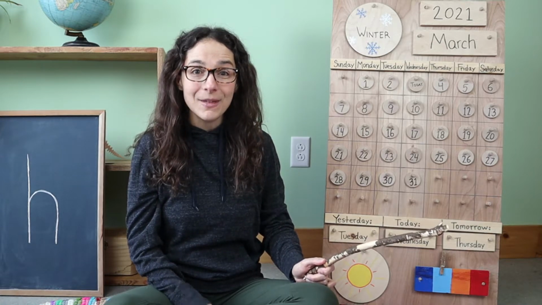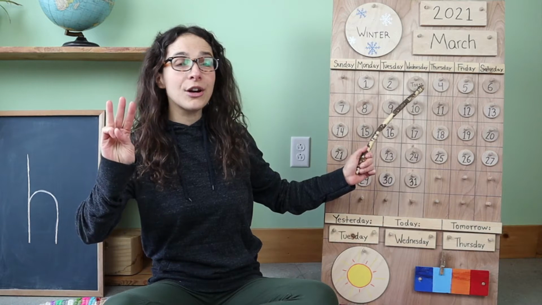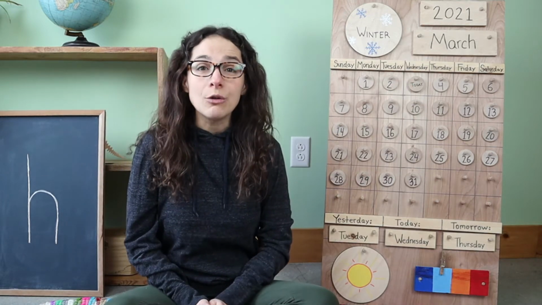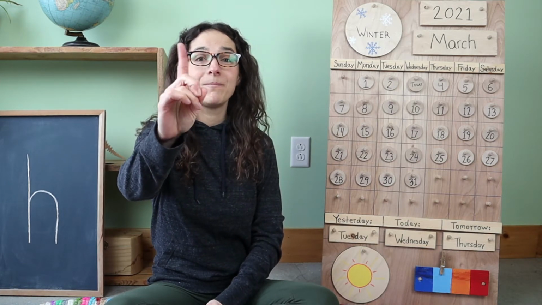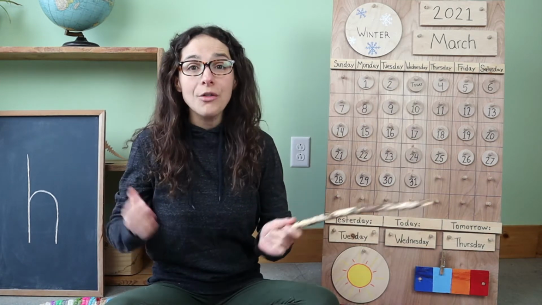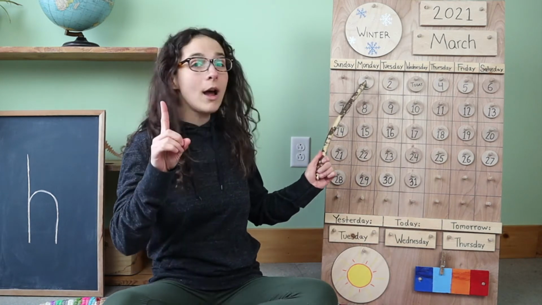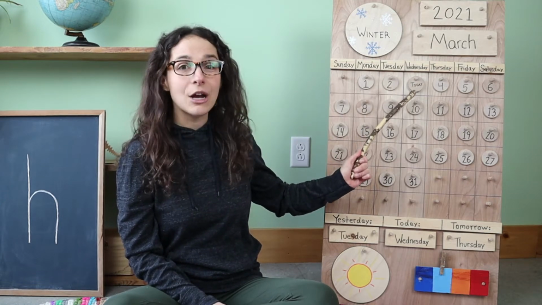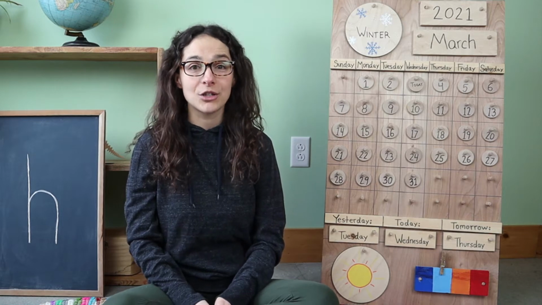Are you ready? Today is March 3rd, 2021. Will you show me your counting fingers like this? And warm them up. We are going to count all the days that we've had so far in the month of March. Let's start at 1, 2, 3. We have had 3 days so far in the month of March.